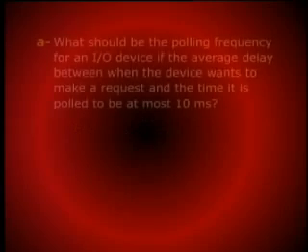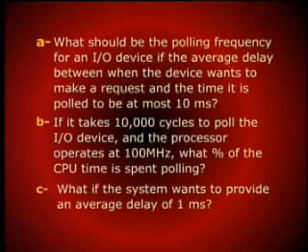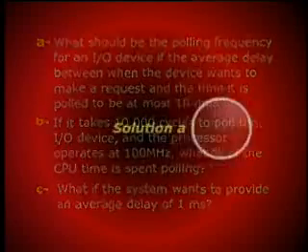The example reads, what should be the polling frequency for an I/O device if the average delay between the time when the device wants to make a request and the time when it is polled is to be at most 10 milliseconds. Part B says, if it takes 10,000 cycles to poll the I/O device and the processor operates at 100 megahertz, what percentage of the CPU time is spent in polling? Part C reads as, what if the system wants to provide an average delay of 1 millisecond instead of 10 milliseconds? Let us look at the solution.